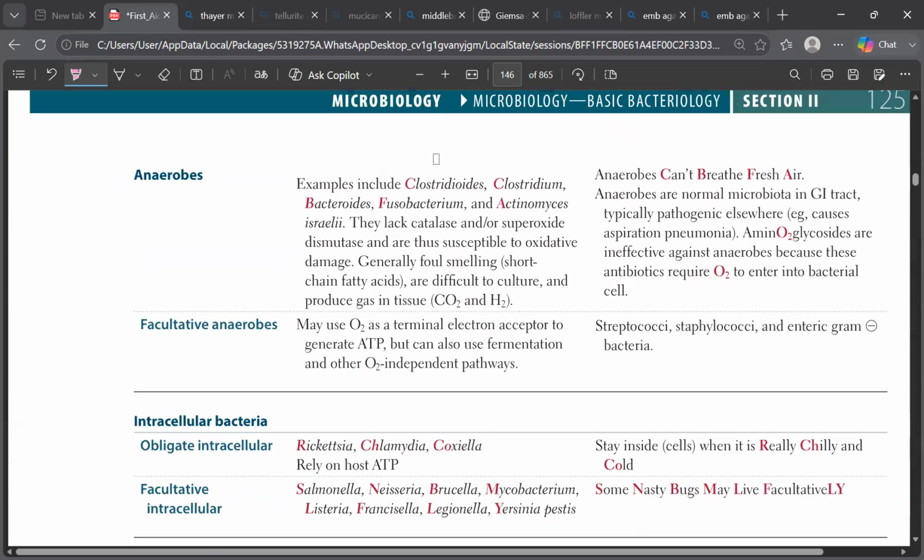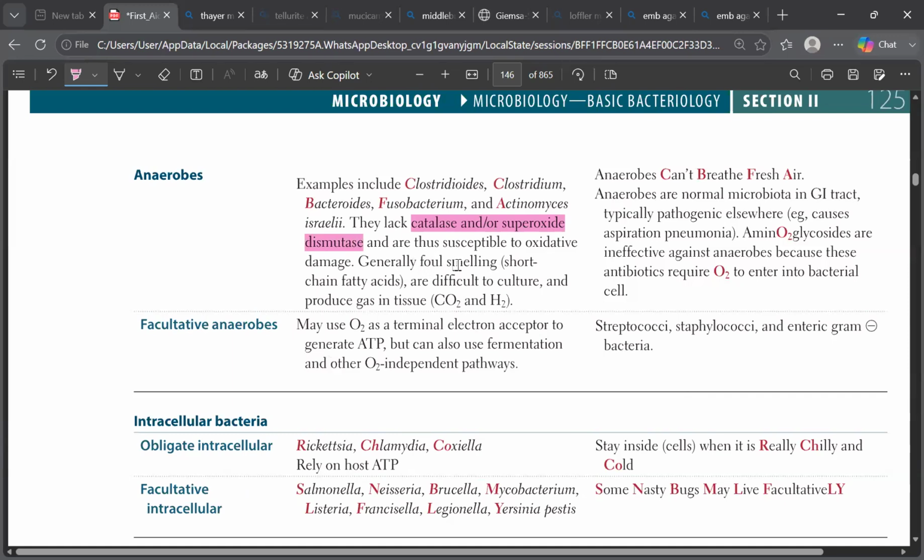Okay, so anaerobes examples include Clostridioides, Clostridium, Bacteroides, Fusobacterium, and Actinomyces israelii. They lack catalase or superoxide dismutase and are thus susceptible to oxidative damage. Because both of these enzymes could convert the oxygen radicals produced into a less harmful substance, but they lack them, so they are susceptible to oxidative damage.